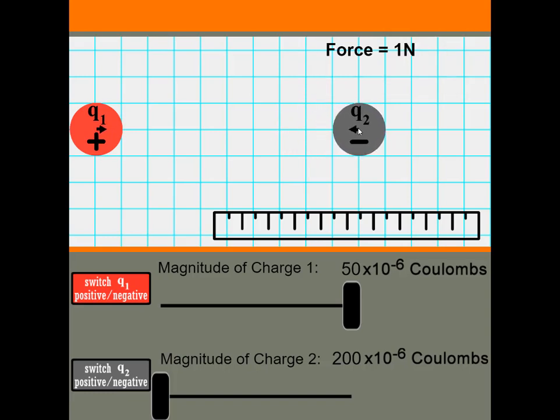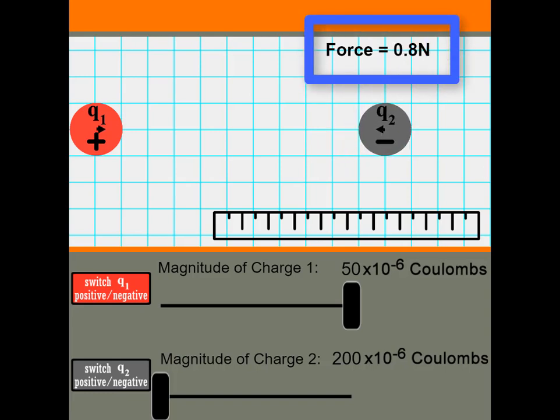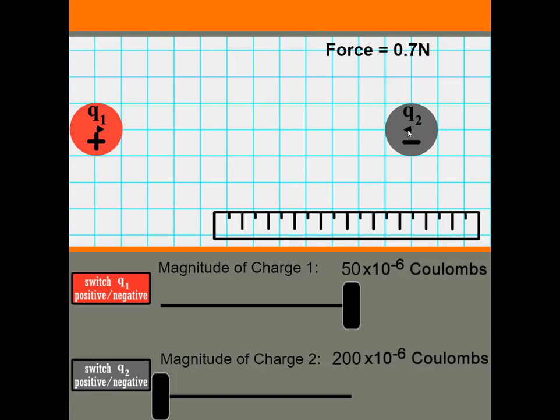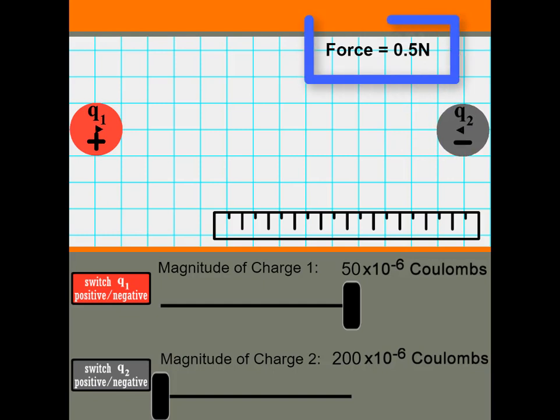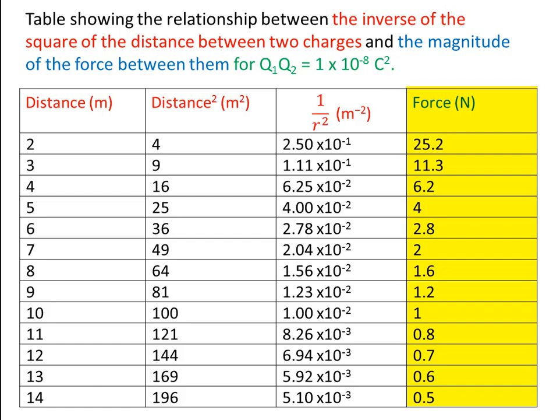10 meters separation, 1 newton. 11 meters separation, 0,8 newtons. 12 meters separation, 0,7 newtons. 13 meters separation, 0,6 newtons. 14 meters separation, 0,5 newtons. Here we have the data in our table.